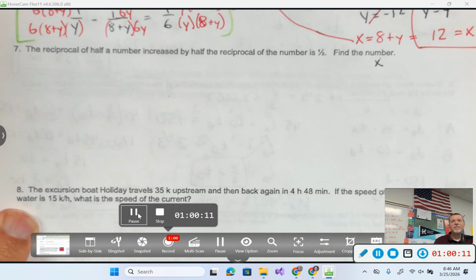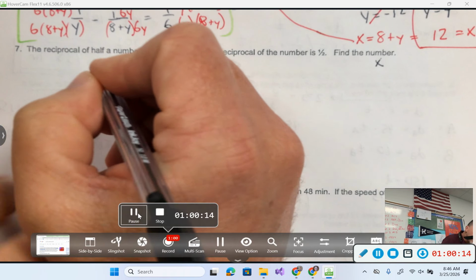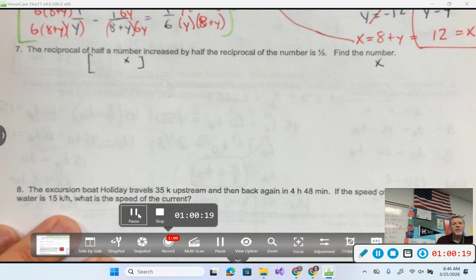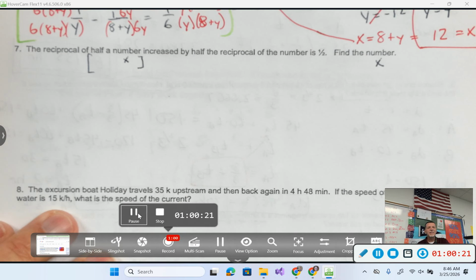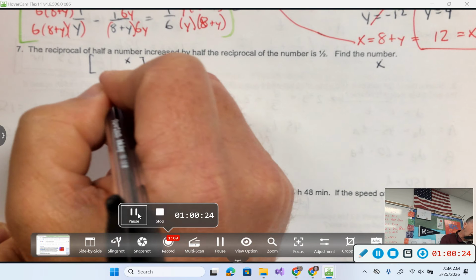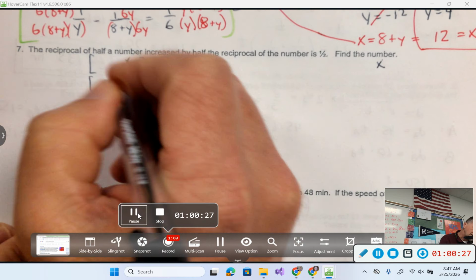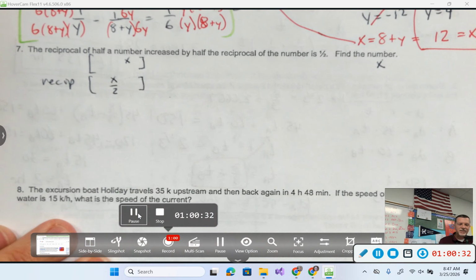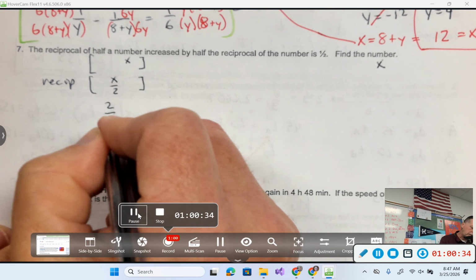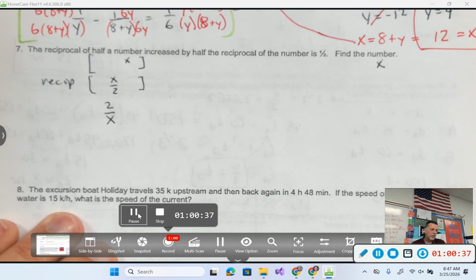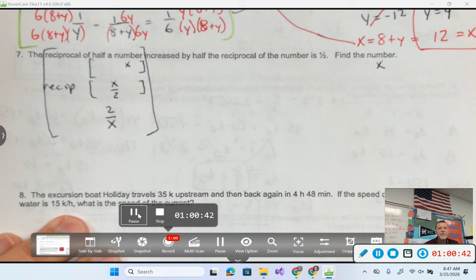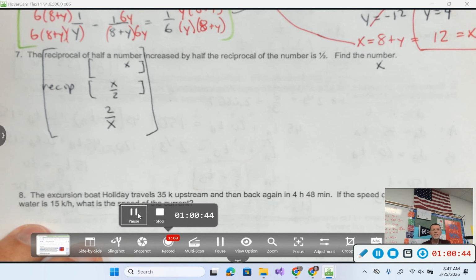Okay, so the number is going to be x. So what's half the number? Let's go piece by piece here. So x over 2. So half a number is x over 2. What's the reciprocal of x over 2? Yeah, 2 over x. Okay, so the reciprocal of half a number is 2 over x. That's a really weird way to say that. But we half it and flip it.